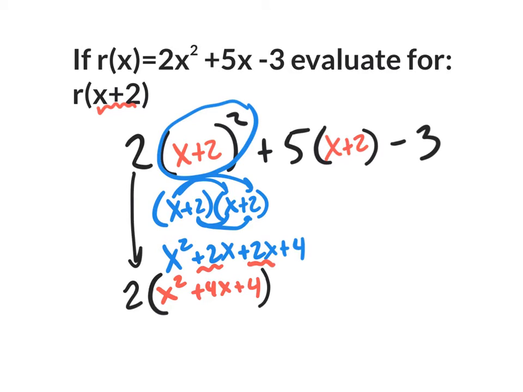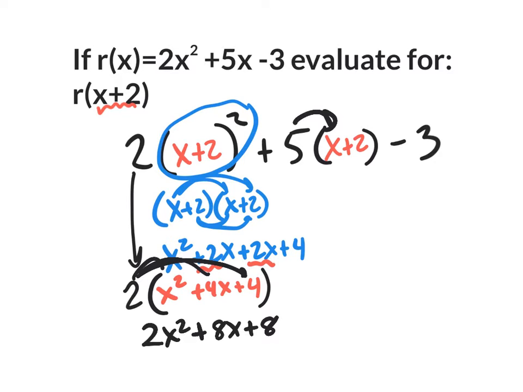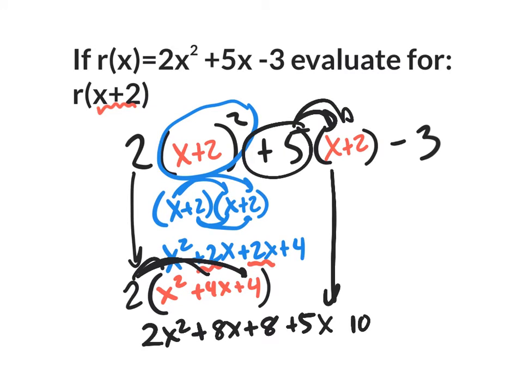So let's do that. Let's distribute the 2. 2 times x squared is 2x squared. 2 times 4x is 8x. 2 times 4 is 8. And then let's distribute the 5. 5 times x, that's a positive 5 that we're distributing. 5 times x is positive 5x. Notice that I wrote it way down here. 5 times 2 is 10, positive 10. I wrote it way down here. I want to bring down the minus 3 as well.